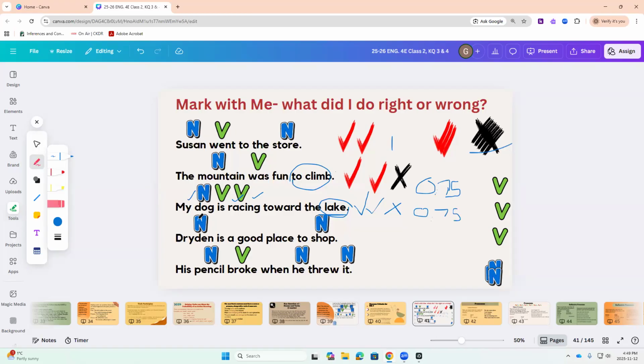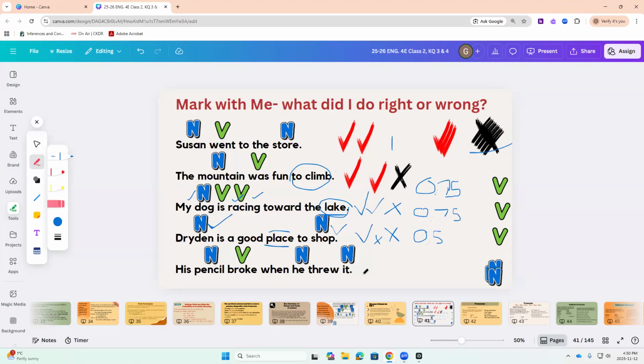Dryden is a good place to shop. So Dryden is a noun. Yep. Shop is a noun. Yep. You know another one we forgot though here? Place is a noun. And look, she didn't mark any verbs. Okay, there's no way to have a sentence without any verbs. So there's no verbs plus the nouns. You're missing one. So, looks like I can get, let me see here, 0.5. Is that correct? I think it's 0.5.